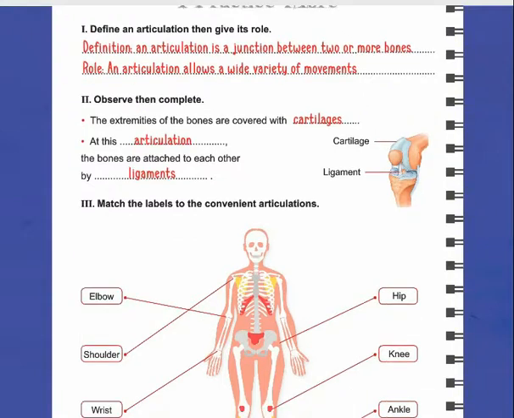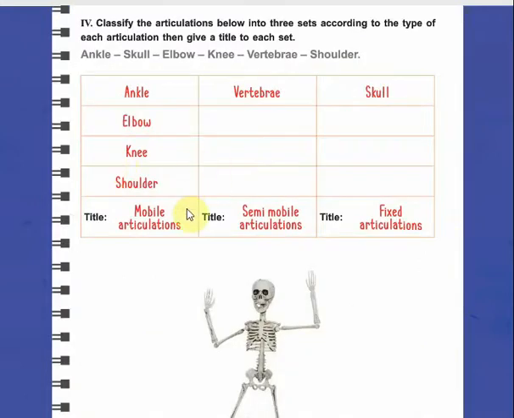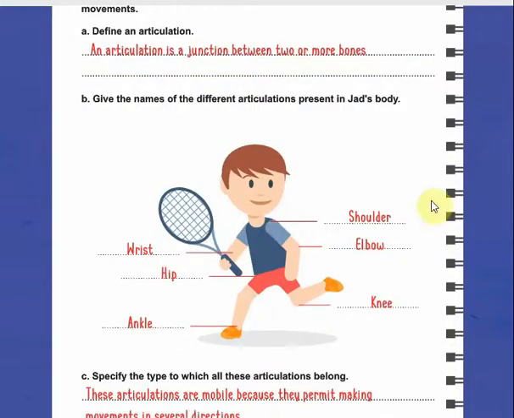Okay? Study all the page and then remember the 3 types of articulations: mobile articulations, semi-mobile articulations, and fixed articulations. Fixed, we must memorize that we only have it in the skull. Semi-mobile, we only have the vertebrae. All the other articulations that we know are all mobile articulations. All these articulations, shoulder, elbow, knee, wrist, hip, and ankle, all these are mobile articulations. I also want you to study this page.